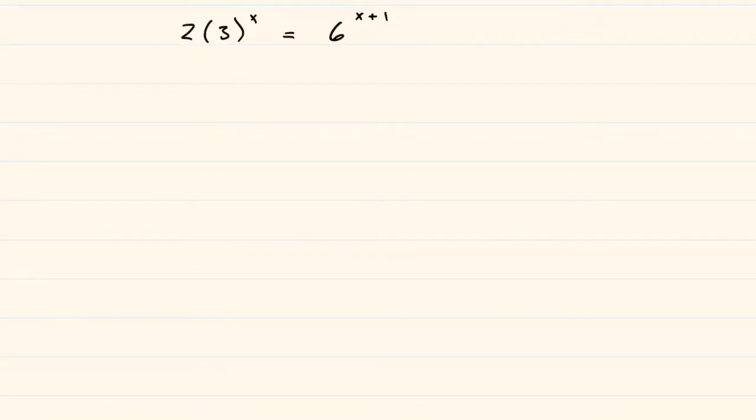Okay, this is the tricky one. 2 times 3 to the power of x equals 6 to the power of x plus 1. So there are a couple traps that people get sucked into, and I'm just going to point them out as we go through it. The first one is that everybody wants to just multiply.